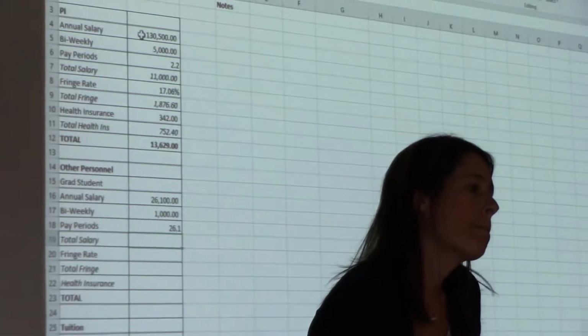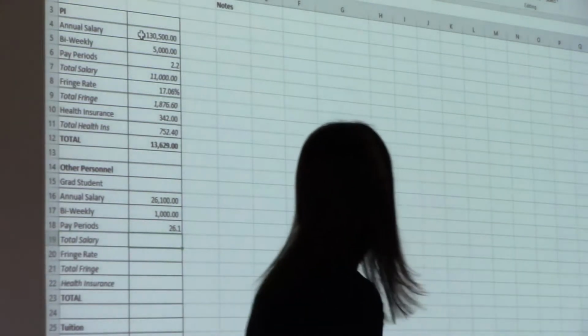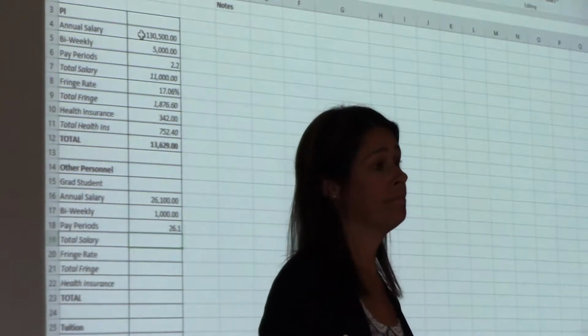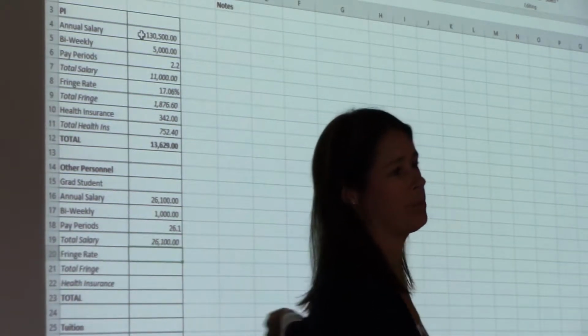I thought grad student was 15,000. Did I miss? That's the minimum, but it can be anything over that. Okay. So you're just saying. Yeah, I just did that so 26.1 would be easy math.